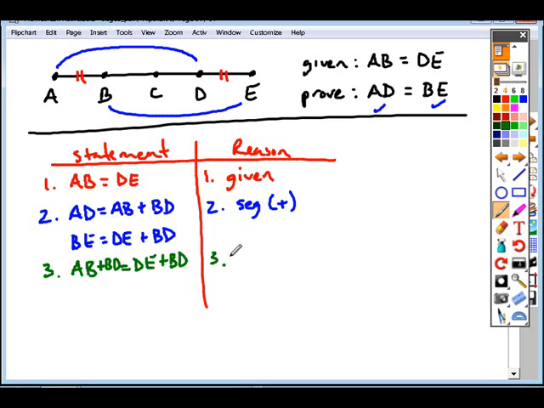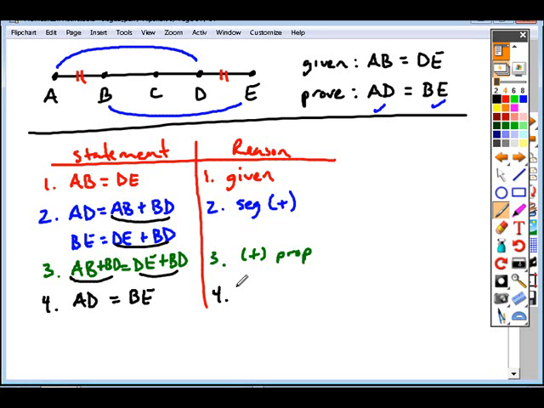And what do you call it when equals are added to equals, the wholes are equal? That's referred to as addition property. Okay, so we can justify that statement as being addition property. And now once I get this statement, what can I replace AB plus BD with? What is that equivalent to? It's equivalent to AD. And what can I replace DE plus BD with? It's equivalent to BE.